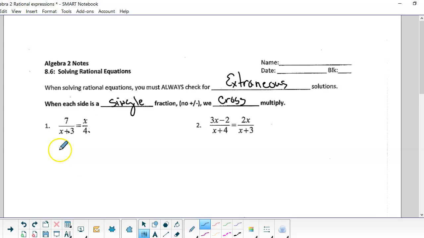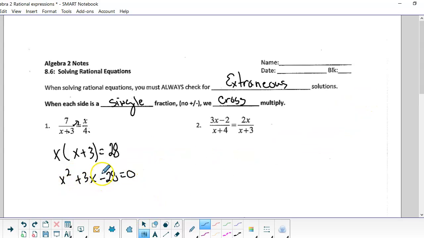So it's going to be x, and then we cross to the top the x plus 3, and that's going to be equal to 28. Once we have cross multiplied, we're going to solve this. So we're going to distribute the x in. So we have x squared plus 3x. And then moving the 28 across, we have minus 28 equals 0.